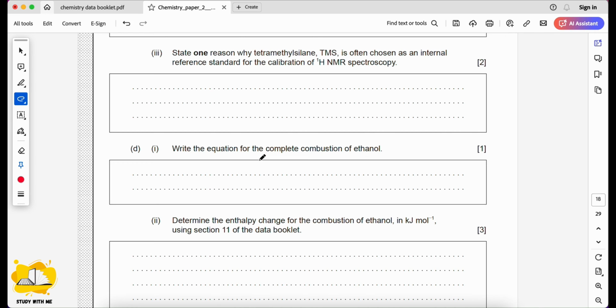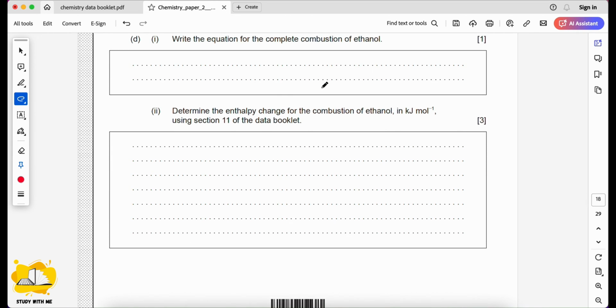State one reason why tetramethylsilane, TMS, is often chosen as an internal reference standard for the calibration of HNMR spectroscopy. Because it's a singlet with no splitting pattern, and it's inert or stable, and also soluble in most organic solvents.